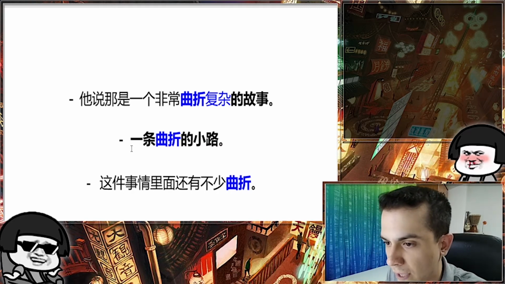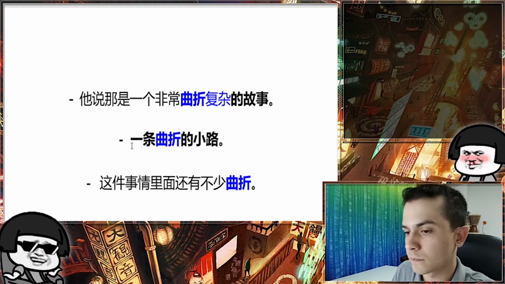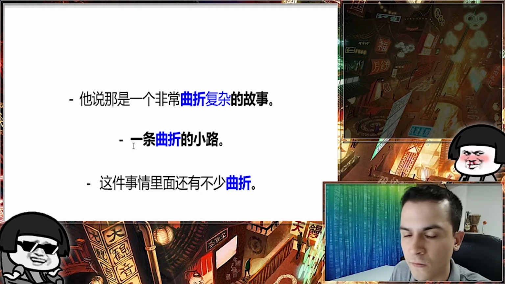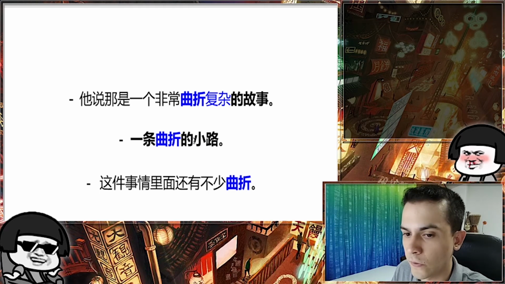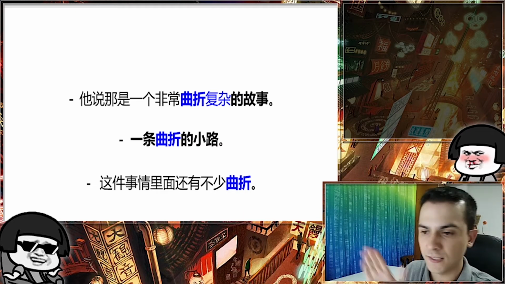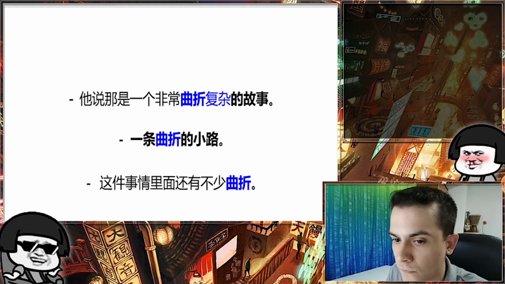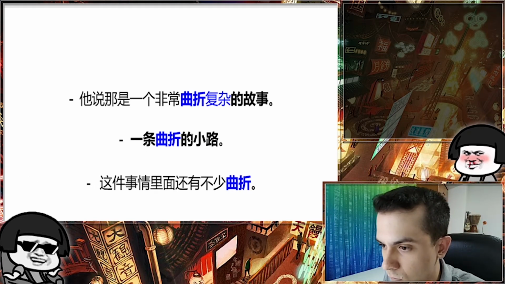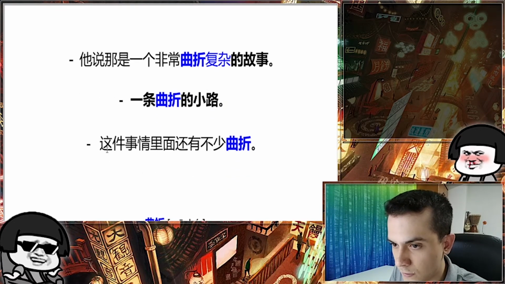Now here, what do we have here? 一条曲折的小路. Okay, so here, as you can see, this is more literal. We're talking about a 小路, a small road. So this is not complicated, but winding. It goes like this, right? This 小路. Okay, so a very winding, small road. And let's read the last one.